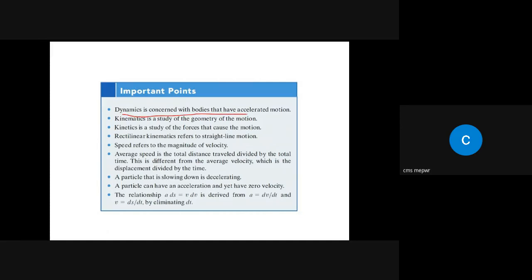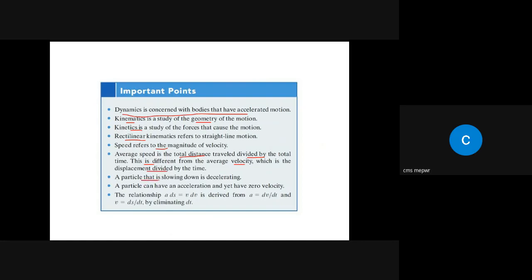Even in our initial class, I told you that dynamics can also be defined as the mechanics of accelerated bodies. Kinematics is basically related to the study of the geometry of motion, for example, displacement, velocity, and acceleration. Kinetics is the study of forces that cause motion, meaning the relationship between force and the different types of motion produced. Rectilinear kinematics refers to motion in a straight line, and speed refers to the magnitude of velocity. Average speed is the total distance traveled divided by the total time, and this is different from average velocity, because velocity must have direction, which is displacement divided by the time.